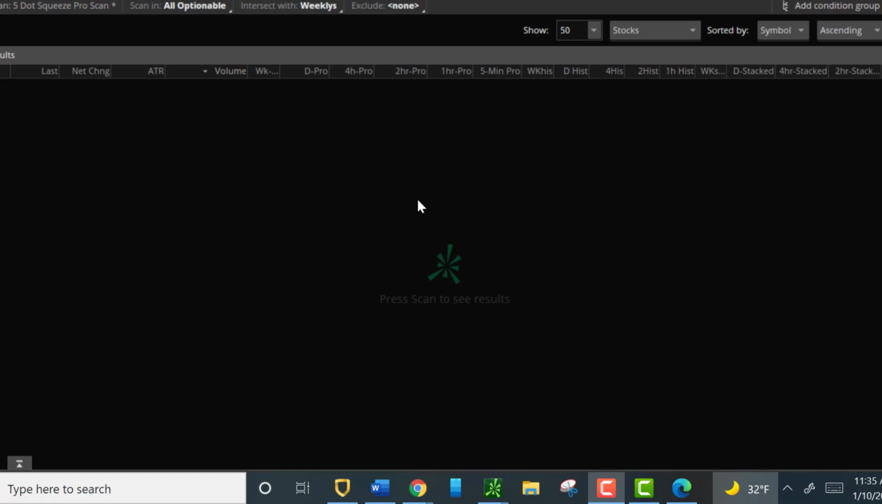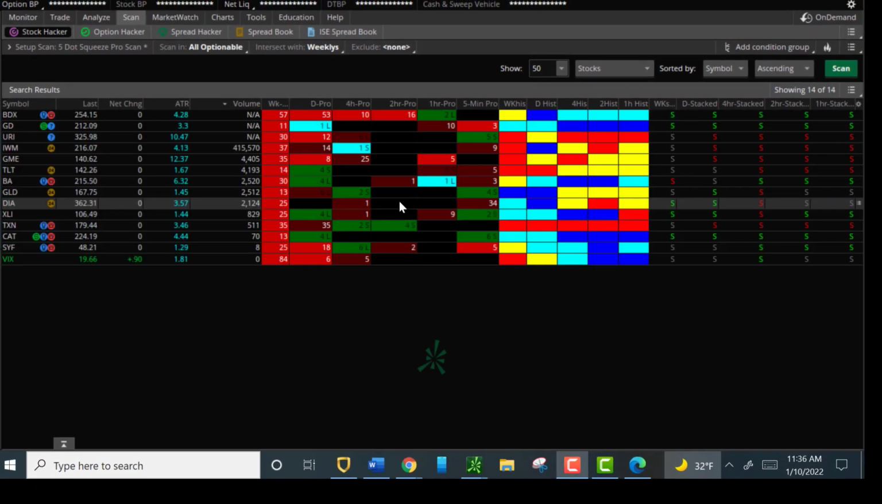I like to scan on the larger time frames first. So I'm going to run the scan on the weekly time frame. Here are the scan results of the Squeeze Pro 5-dot squeeze scan.